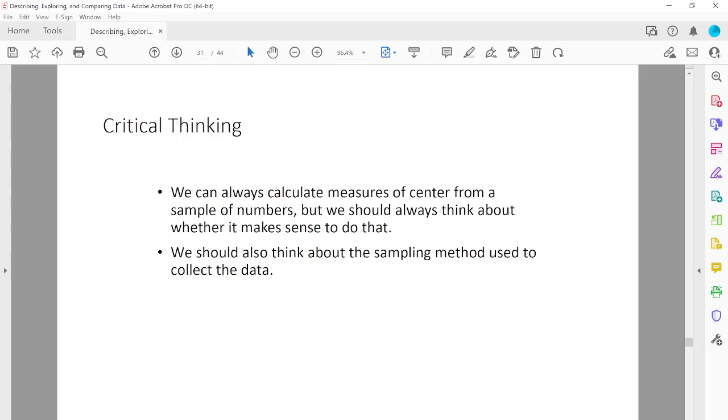We can always calculate a measure of center from sample numbers, but we should always think about whether it makes sense to do that. Sometimes we can calculate the number and measure the center, but it doesn't make sense. So I'm going to go over some examples where the measure of center doesn't make sense. We always have to think about whether that makes sense or not, and we also have to think about how we are using samples, our sampling method.